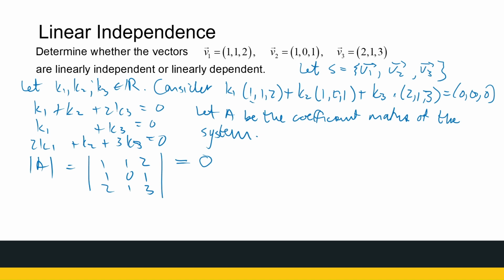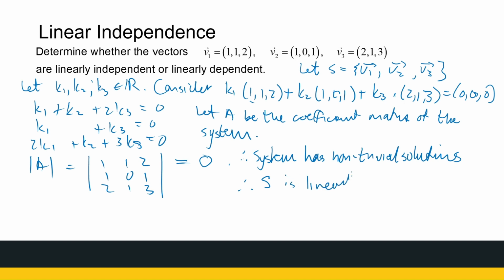The determinant of A being 0, I can't just jump straight to linear dependence or independence, because this determinant tells me something about the solutions to the system. So therefore, the system has non-trivial solutions. And if the system has non-trivial solutions, I can now make a conclusion about the set. S is linearly dependent.